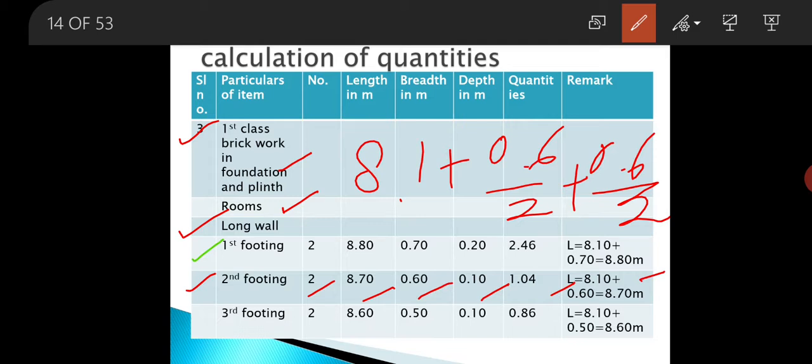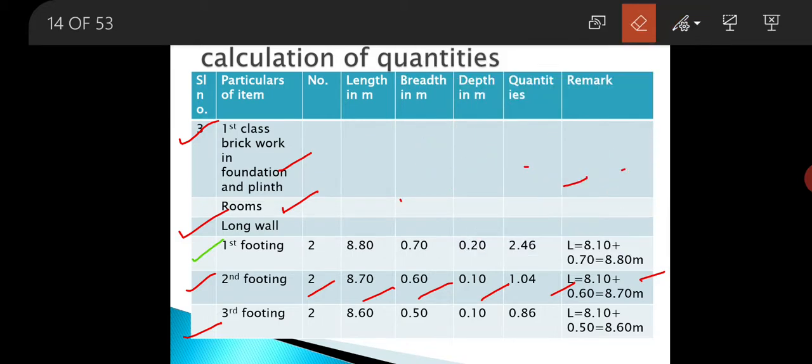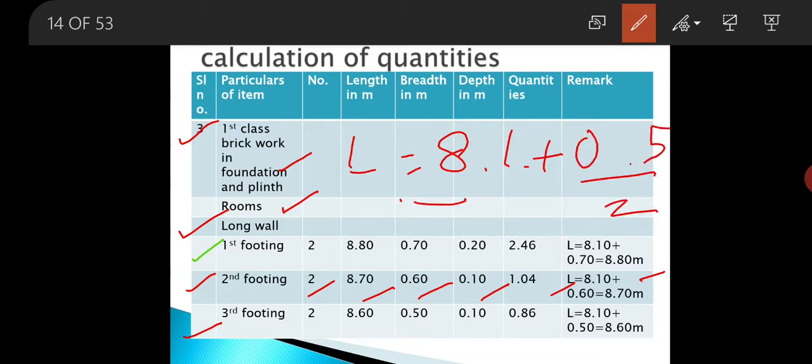Similarly, third footing. The third footing is of width 50 centimeter or 0.5 meter. So the length will be equal to, with the center to center length, you will add half of the width of the third footing on both the sides. See here. So length is equal to 8.1 plus 0.5, that is 8.6. Width is 0.5, depth is thickness, that is, the thickness of the third footing is 0.1. Then by multiplying, we will get 0.86 as the quantity.